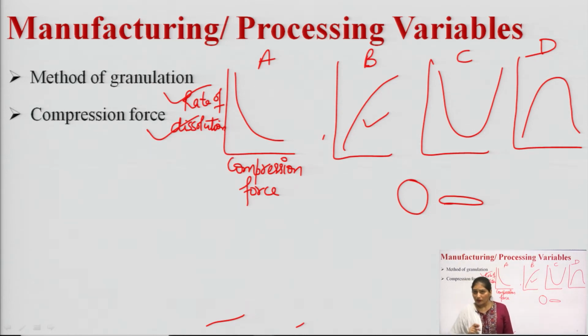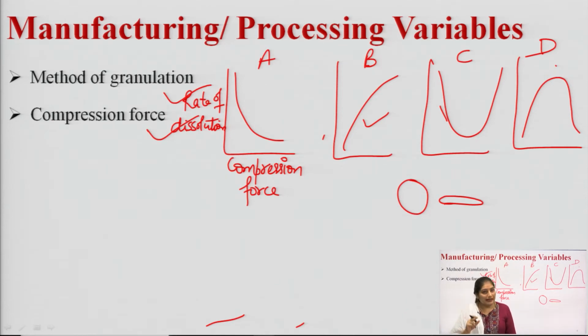So, in case of the B curve, as we apply the higher compression force, the rate of drug dissolution will increase. Okay. And when we combine the A and B possibilities, we can have two other possibilities, that is C and D. Okay. In the C, firstly the rate of drug dissolution is decreasing, and after a point it will start increasing. In the D, firstly the rate of drug dissolution is increasing, and after reaching a point it will again decrease. Okay. These are the different possibilities that we get depending upon the compression force. So, this is all about the tablet. This is applicable in case of tablet.